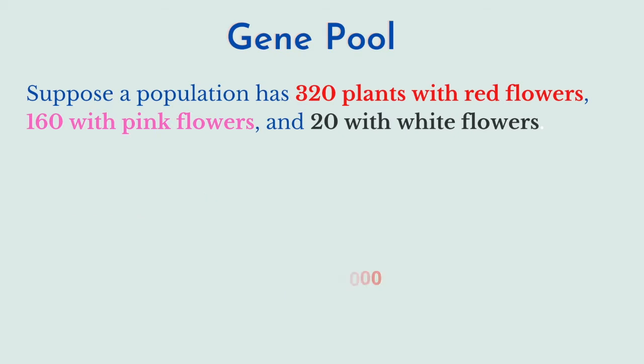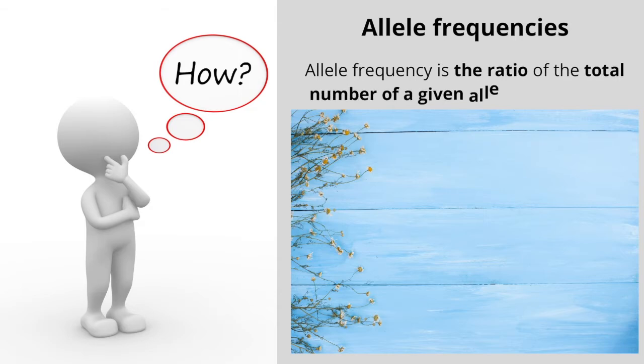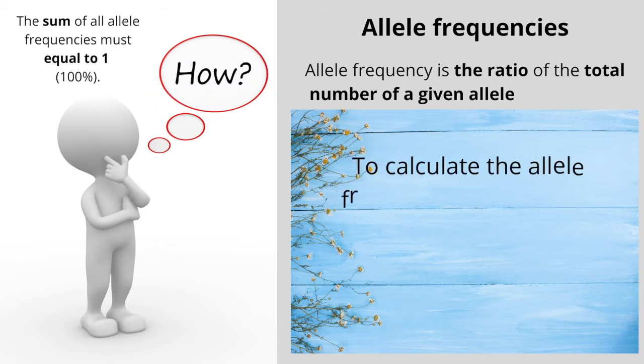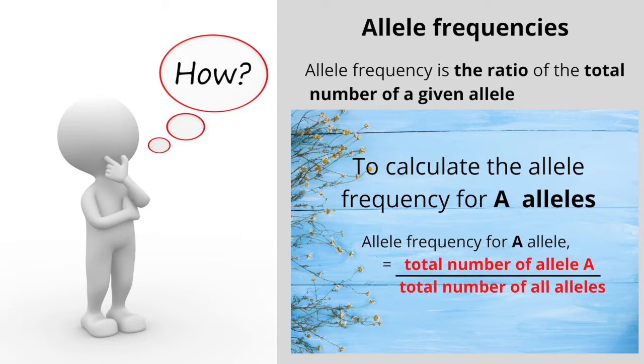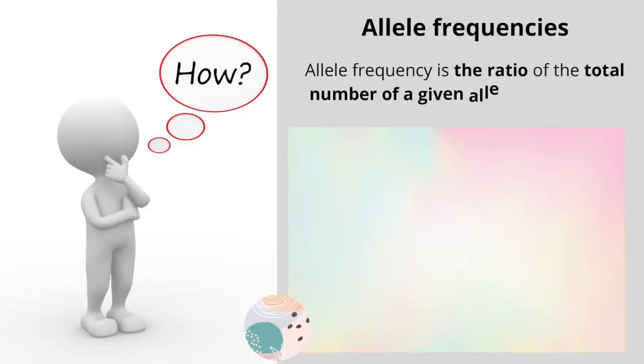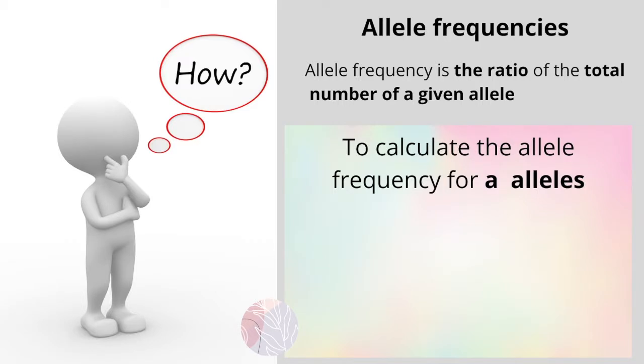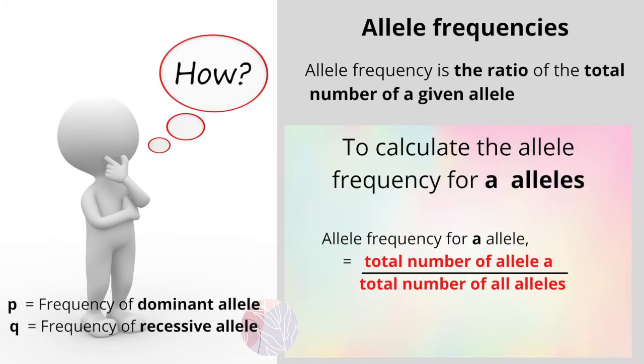Now, how do we calculate the allele frequencies? The allele frequency is the ratio of the total number of a given allele. For example, to calculate the frequency of dominant allele A, we use the equation: total number of dominant allele A divided by total number of all alleles. And to calculate the allele frequency for the recessive allele, we use the equation: total number of recessive allele a divided by total number of all alleles.